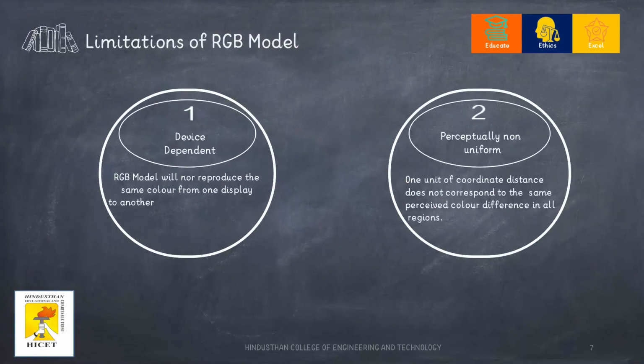The limitations of the RGB model are, first, that it is device dependent, that is, the RGB model will not reproduce the same color from one display to another. The next limitation is that it is perceptually non-uniform, which means one unit of coordinate distance does not correspond to the same perceived color difference in all the regions.